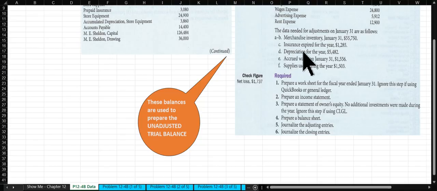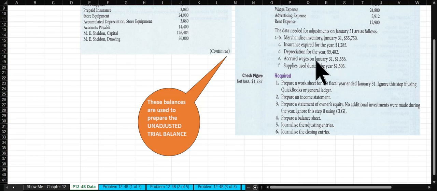Then we have depreciation for the year, 5,482. We do not know what method of depreciation was being used, but regardless, the entries are the same. We're going to debit depreciation expense and credit accumulated depreciation. Here we have accrued wages, January 31st.